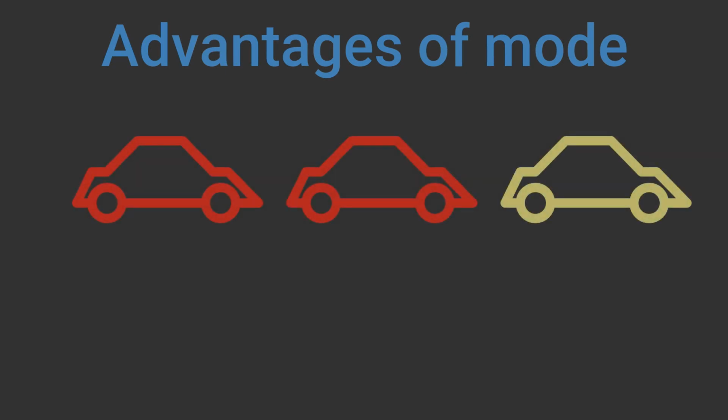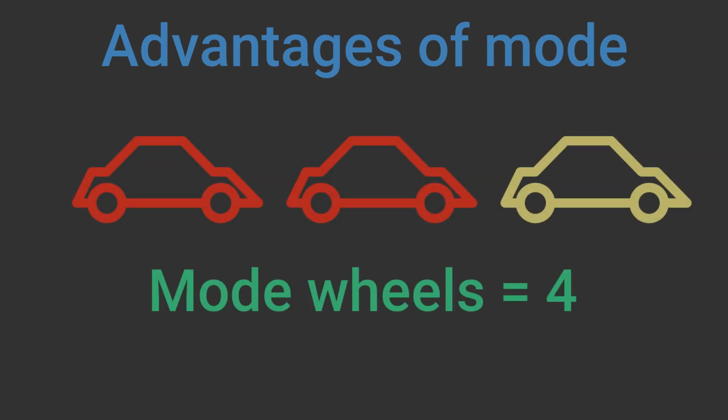The mode has the advantage that it will always be a value that appears in the dataset. In the example of a traffic survey, it might be that the most common number of wheels is 4, so the mode would be 4. You would never have a case where the mode was 3.5, because there are no vehicles with 3.5 wheels.